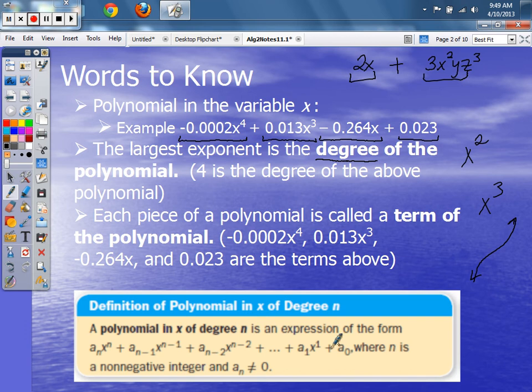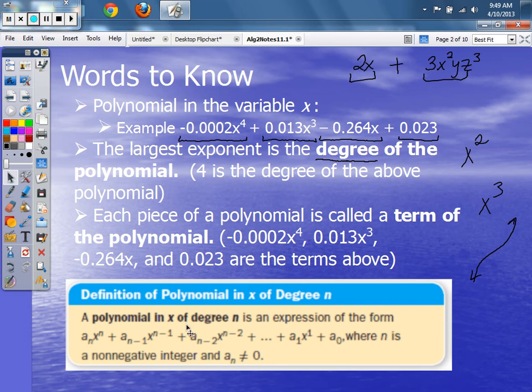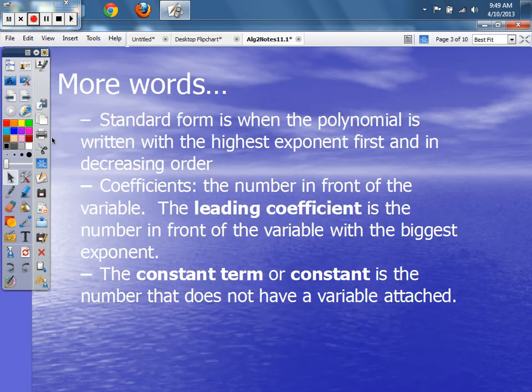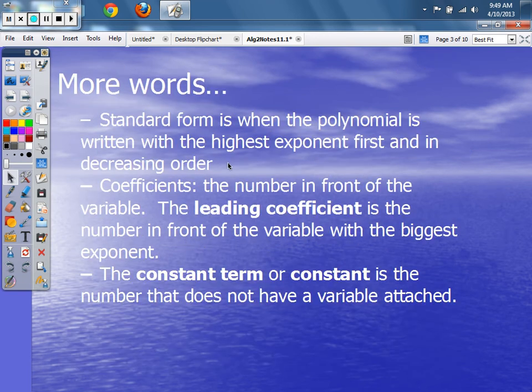Here's a definition of a polynomial, which isn't going to make a lot of sense to anybody. Basically, they're saying if it's in x with degree n, they like you to start with your biggest exponent. This a sub n is just some constant. So a constant, constant, constant, just some number. X is always going to be there, and then preferably the exponents are in decreasing order. It says right here, n has to be non-negative. We can't have negative exponents. If there's a negative exponent, it's not going to be a polynomial, okay? We want positive exponents. Standard form, like I said, is when the polynomial is written with the highest exponent first and in decreasing order.